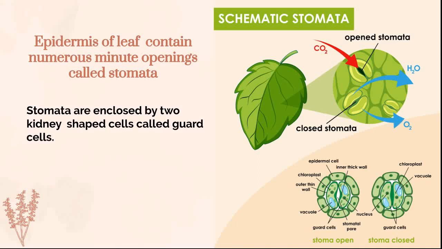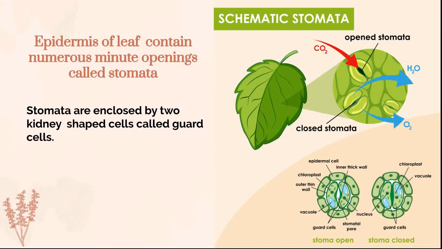Second function of the stomatal pore is transpiration. Now what's transpiration? The loss of water in the form of water vapor from the aerial parts of the plant is called transpiration. So the excess water evaporates out through these holes, which are called stomatal pores. These are present in the epidermis of the leaf.